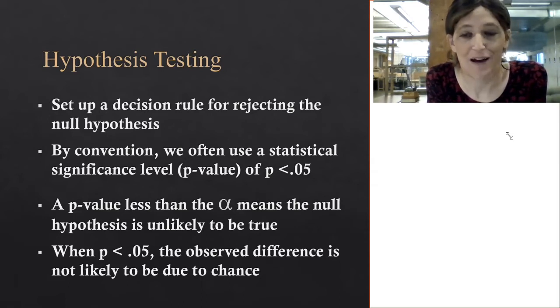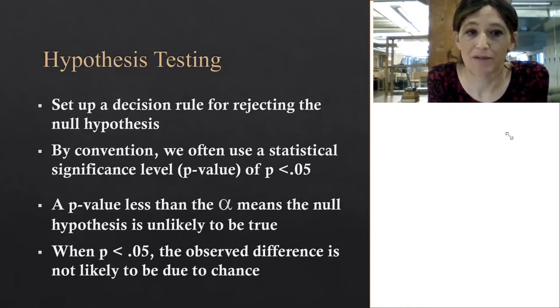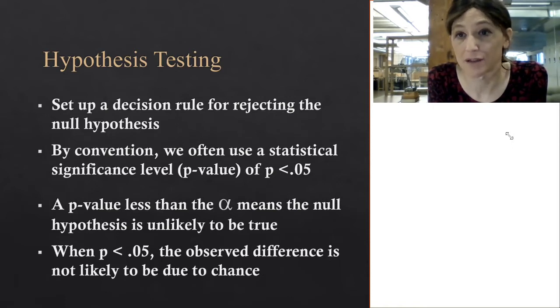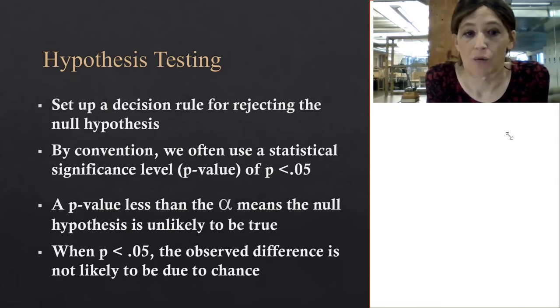Okay, the logic on that may seem quite backwards, but it prevents us from making too much out of small differences in our data, which may just be due to chance. So we're able to use probability distributions to say how likely is it that what we're observing is simply due to chance. So a p-value of less than whatever we set at alpha, which is usually 0.05, means that the null hypothesis is unlikely to be true. Again, less than 5% likely to be true. When p-values are less than 0.05, the observed difference is not likely to be due to chance.